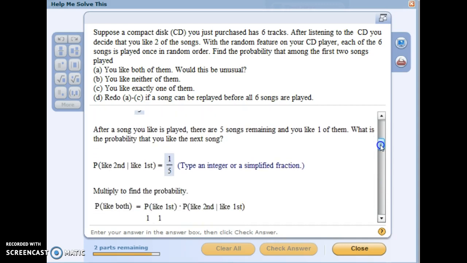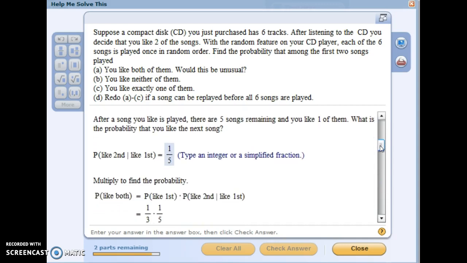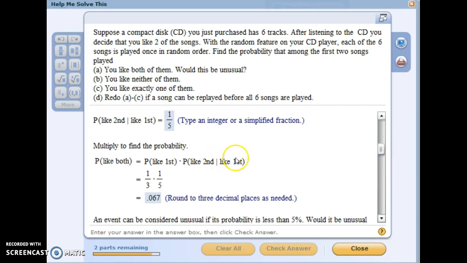So here's the conditional probability. Because that first song has already been played, the conditions have changed. So for the probability of liking the second now, there's just 1 remaining song that we like, and there's just 5 songs in total left. So the probability of liking the second is 1/5. So that's the probability of liking the second after that first song we like has already been played.